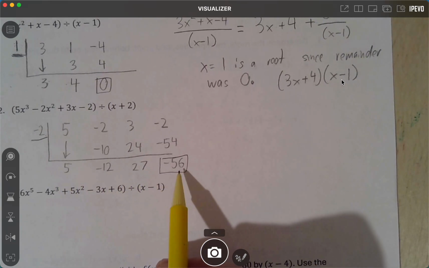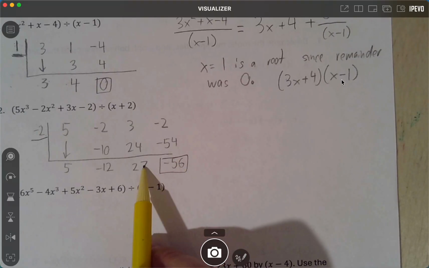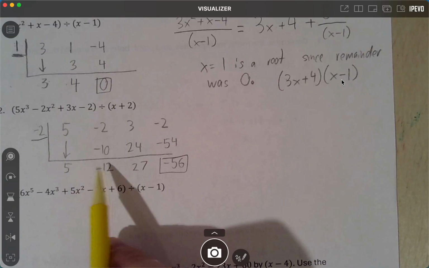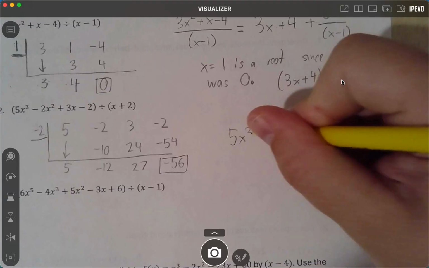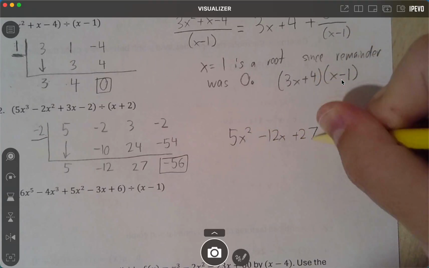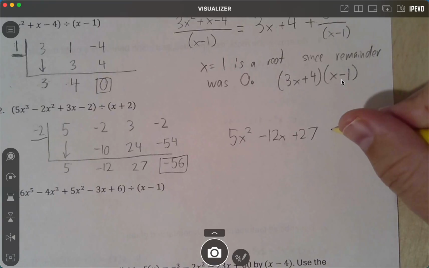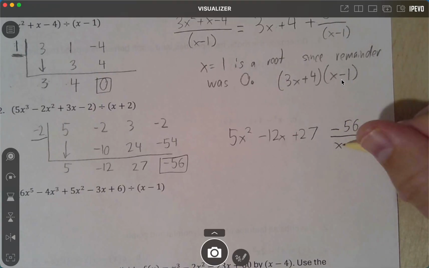Well, like I said before, even though this remainder isn't 0, it's still my remainder. So from my remainder, this would be my number. This would get an x. This would get a squared. So I'm left with 5x squared minus 12x plus 27. And then I've got a remainder. It's -56 over what I was dividing by.